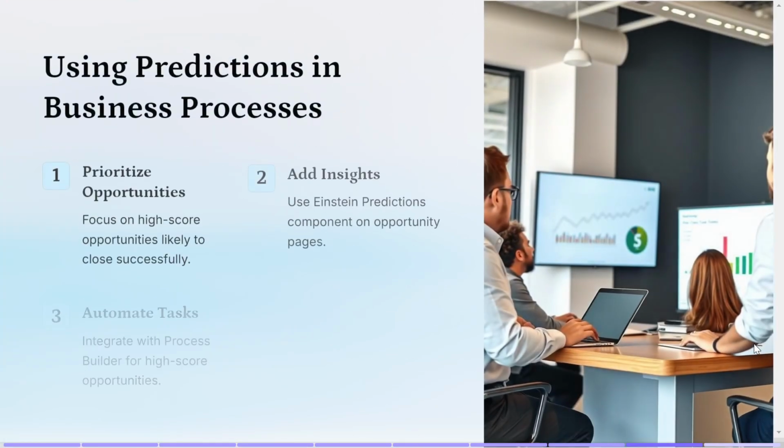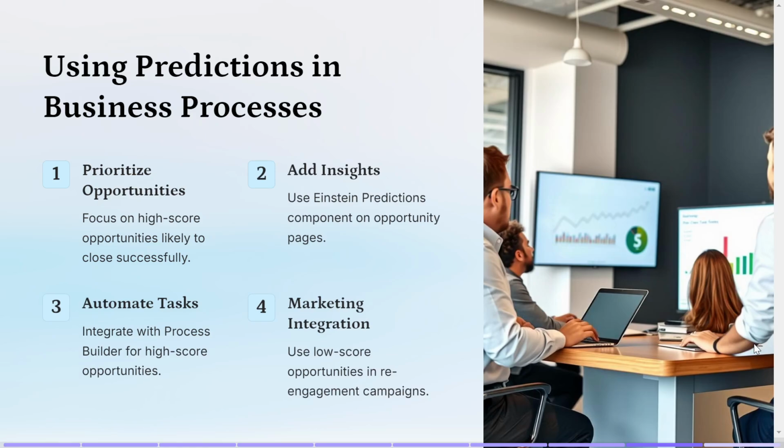Once Einstein has scored our opportunities, these predictions can be integrated into our business processes. We can create lists that sort opportunities by score, helping sales reps prioritize high-scoring deals. With Einstein predictions added to the page layout, users can see predictive insights right on the opportunity record. Automated processes, like task creation for high-scoring opportunities, keep the team on track, and we can assign low-scoring opportunities to marketing campaigns for further nurturing, ensuring no opportunity falls through the cracks.